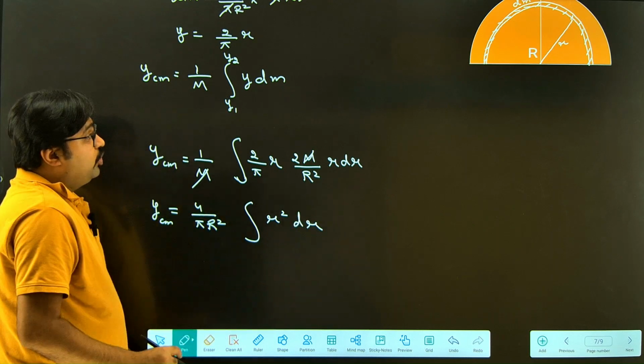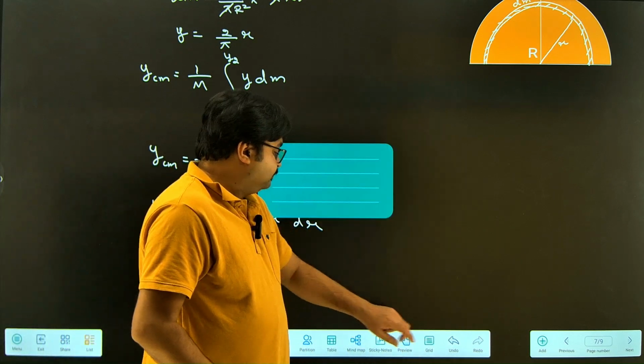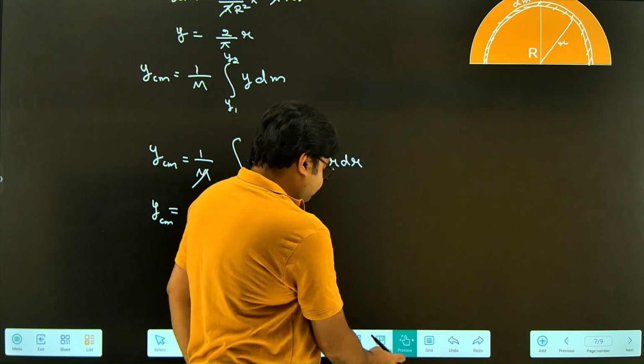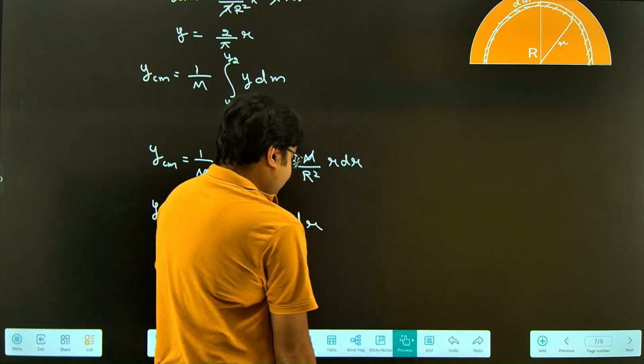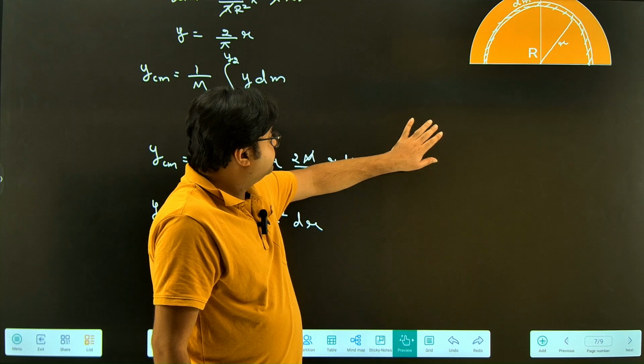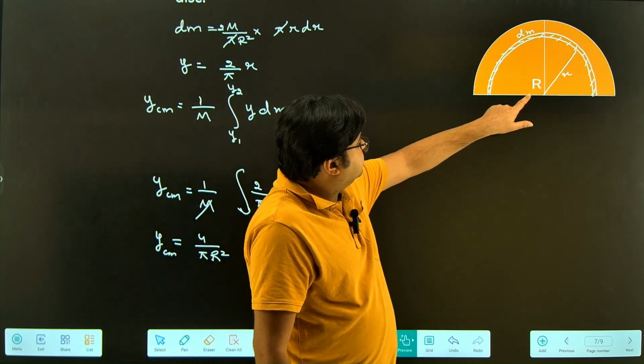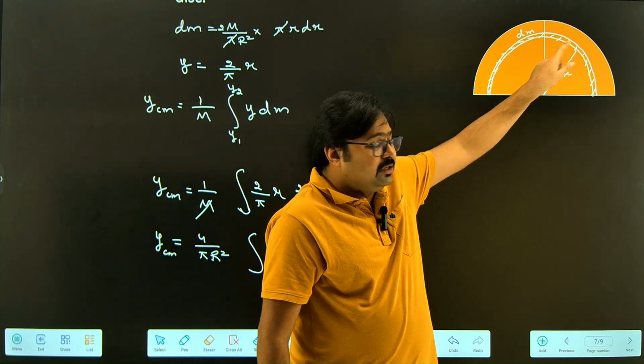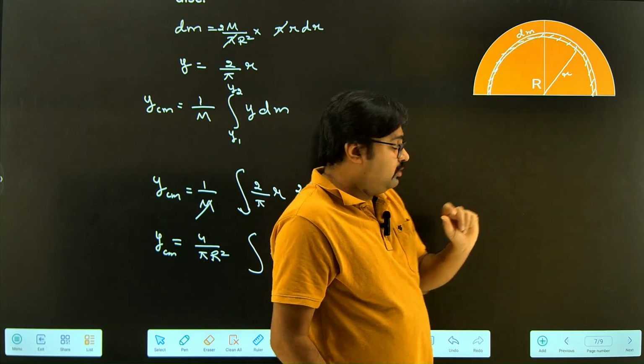Now the question is, where does this r go from? If you just look at this, you will find that this particular r changes from r equal to 0 to r equal to capital R.